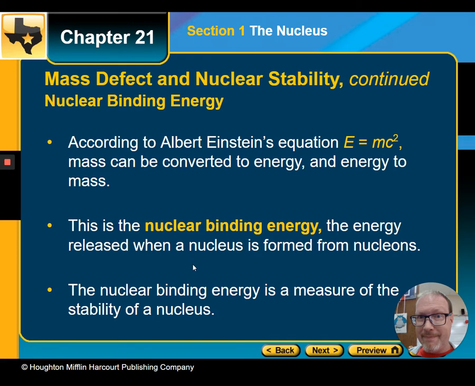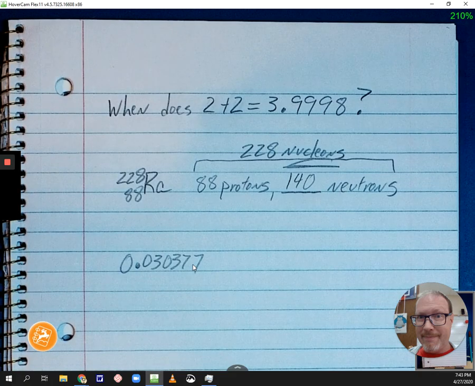A fellow named Albert Einstein, you might have heard of him, came up with an equation. You might have heard of it. E equals mc squared. In fact, it's probably the single most famous equation in all of science. Let's talk about that for a minute.